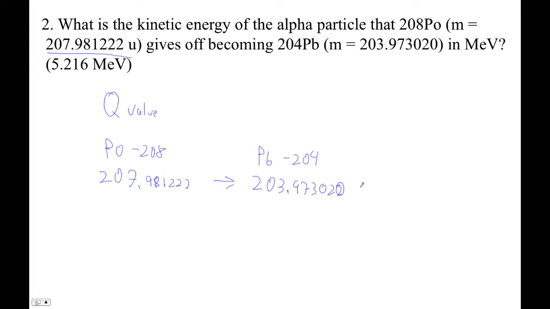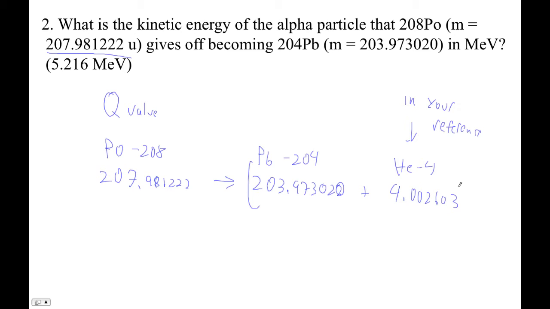And then this is the key thing, this is what everybody forgets: there's also an alpha particle. So this is going to be helium-4. So look up helium-4, it's 4.002603, and this is in your reference. That's what you've got to look up, helium-4. And now I think we're all ready to go.